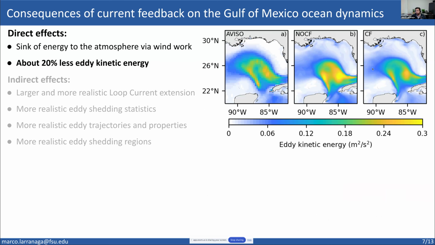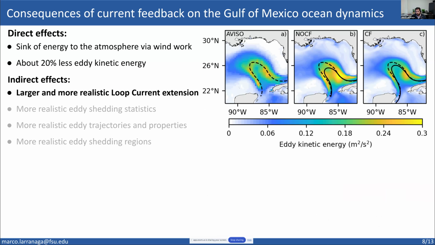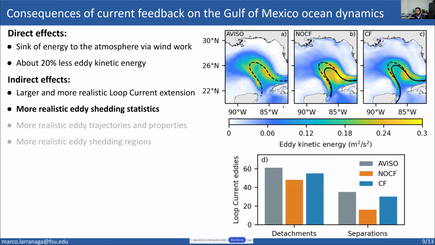From no current feedback to current feedback, we have about 20% less eddy kinetic energy, and the current feedback estimations are more similar to the observations. But by doing that, we are going to have a lot of indirect effects. For example, we are going to increase the penetration of the loop current into the Gulf of Mexico because of the current feedback. We are going to improve the number of eddy detachments, but also we are going to largely improve the number of eddies that completely separate from the loop current.